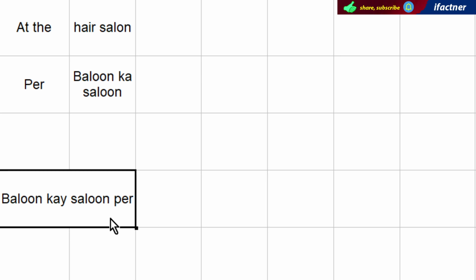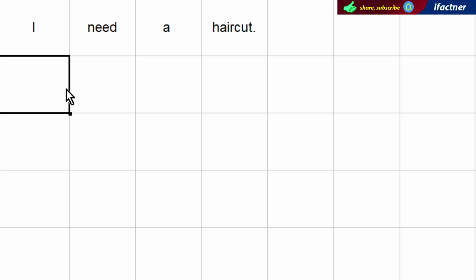Now let's see. We need to say: I need a haircut. Now let's translate each of these words in Urdu and Hindi.